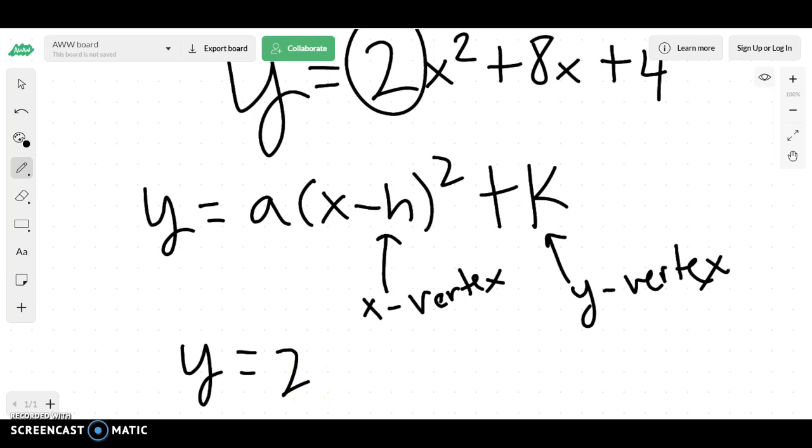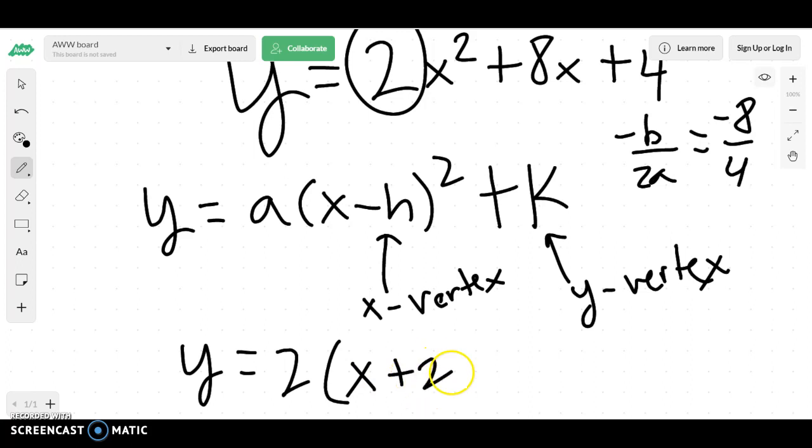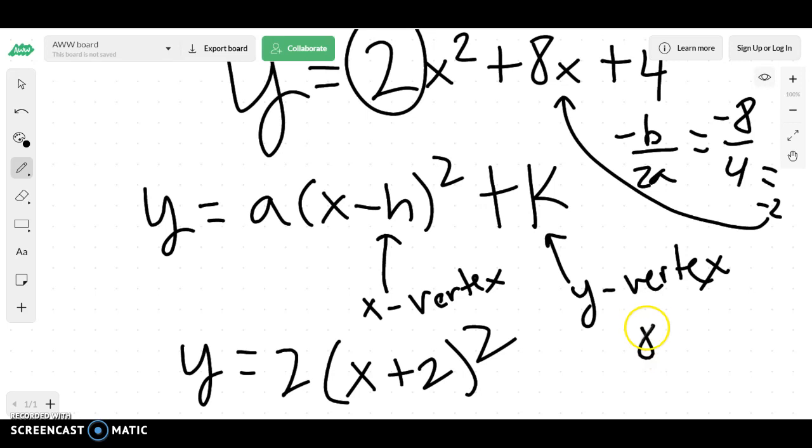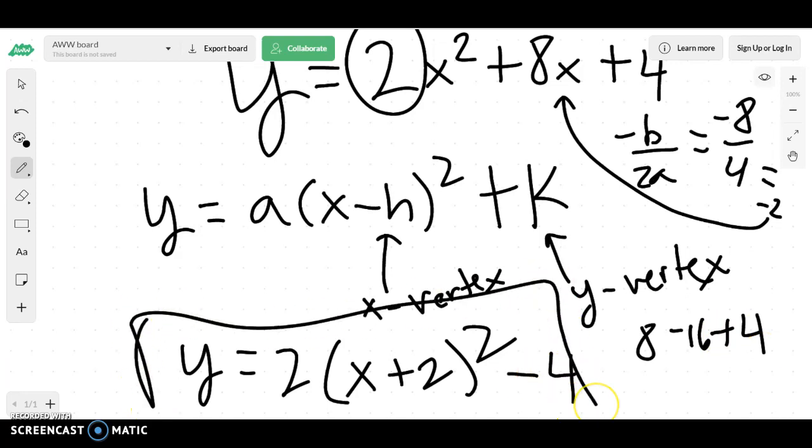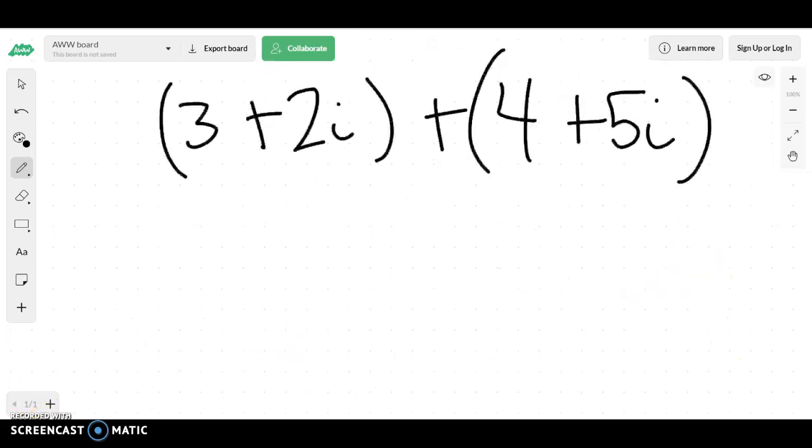Let's find our x by doing negative b over 2a, which in this case would be negative 8 over 4, which is negative 2. So it would be x plus 2, because it's always the opposite. Then we would take our negative 2 and plug it in to find our y. When we plug that in, we would get 8 minus 16 plus 4, or negative 4. And this would be that equation in vertex form. So again, remember when you plug things into vertex form, h will always be the x vertex, and k will always be the y vertex. Try the next one.